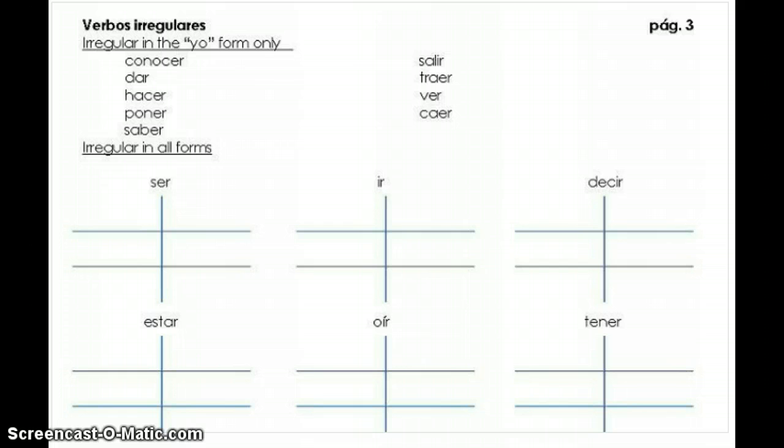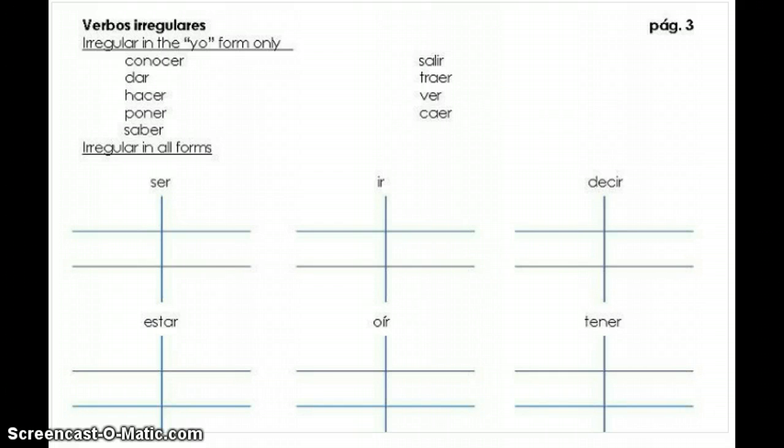Saber is the other know. This one is facts and information, and that's yo sé or no sé. Salir is to leave or go out, and that is salgo. Traer is traigo. In case you couldn't see that, traigo. That means I bring. Ver is veo. That means I see. And caer is caigo.